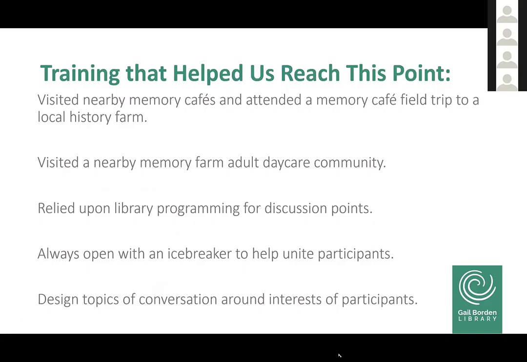How did we figure out how to do memory cafes? I started by saying, what is a memory cafe? I visited a few local memory cafes, one north of where I live, one west of where I live, and I also went on a field trip with a group just to see how they handled everything. What did it look like? We visited a nearby memory farm, which does adult daycare. And we, as I said earlier, rely upon library programming for discussion points.